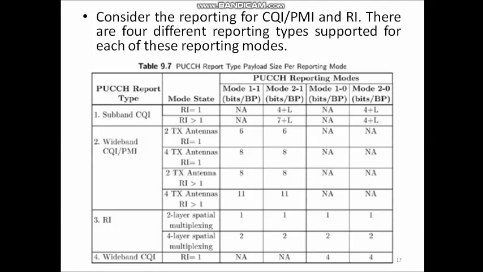And in the table, payload size or number of bits per bandwidth part is shown. As you can see here, this 6, 4 plus L, 7 plus L, then 11, 8, 1, 2, etc. These are the payload size or number of bits per bandwidth part. So, for each PUCCH report type, there is a specified mode and a specified payload size or number of bits per bandwidth used.